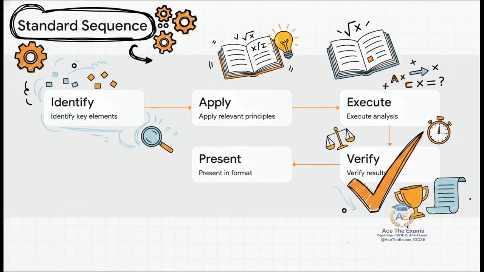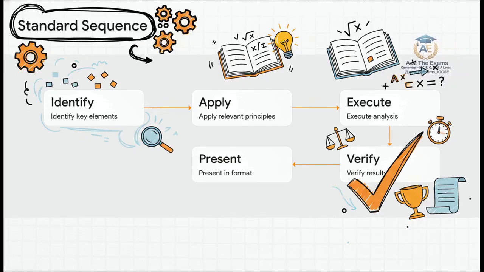Having the working out isn't enough if it's a chaotic mess. Sam maps out this standardized sequence that you absolutely must follow. Step 1, identify the key elements and pull the relevant data from the question. Step 2, apply the relevant principles. Step 3, execute your analysis with very clear working and notation. Step 4, verify those results. And finally, Step 5, present your findings in the right format, using the correct terminology.